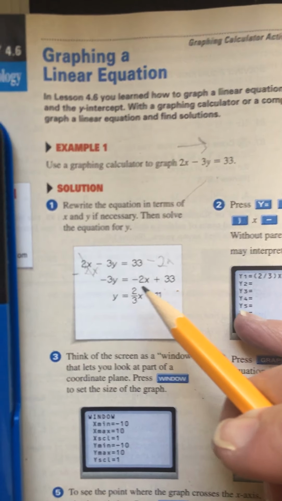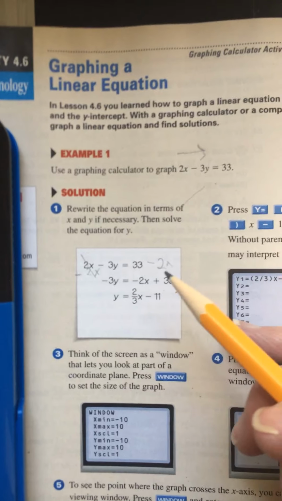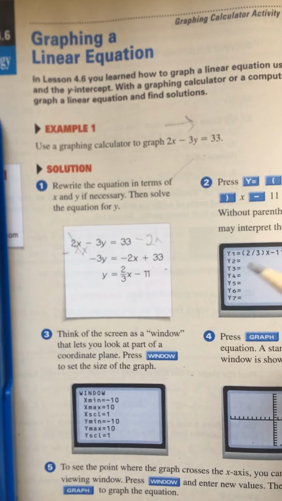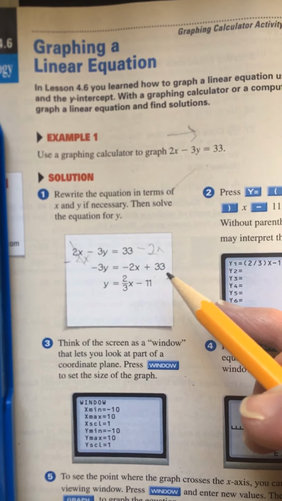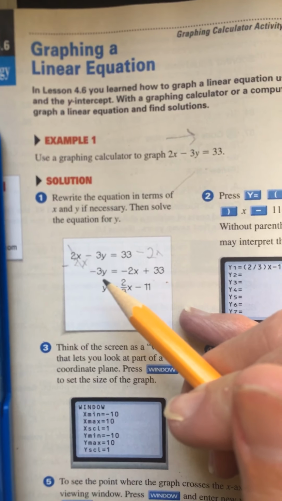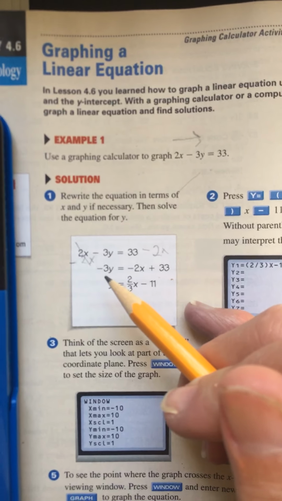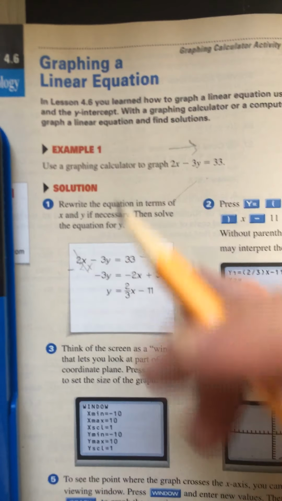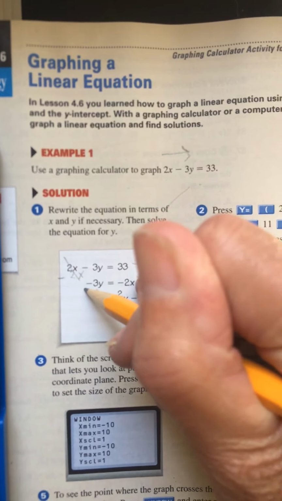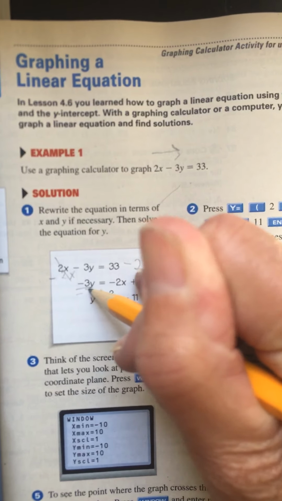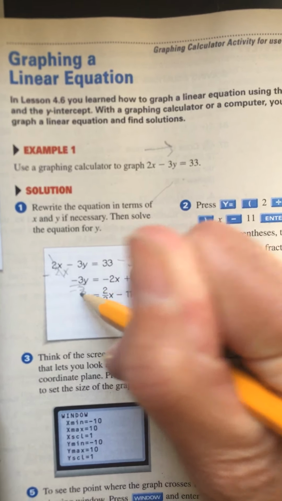Now, why did they put the negative 2x first? It's etiquette. Weirdly, math has etiquette, and you put x's before bare numbers. Okay, now why is y not alone? That's fun to say. It's because it's being multiplied by a negative 3. So what's the opposite of multiplying by negative 3? Dividing by negative 3. And what you do to one side, you do to the other.